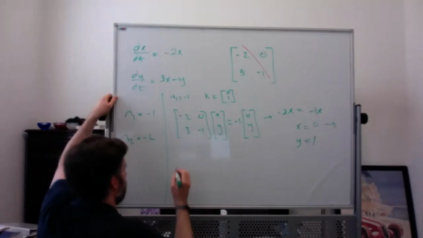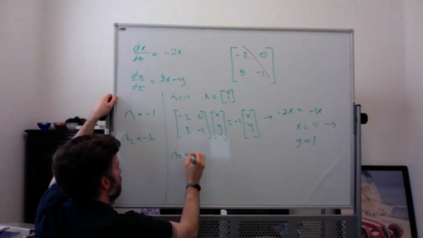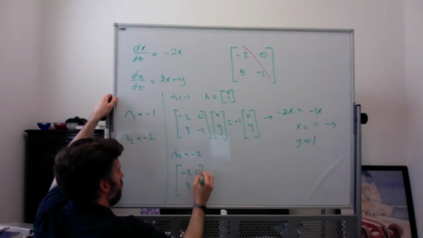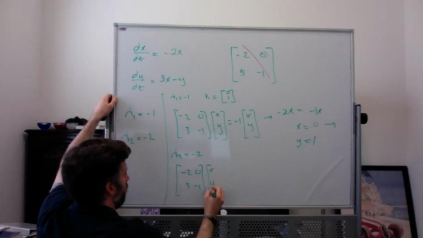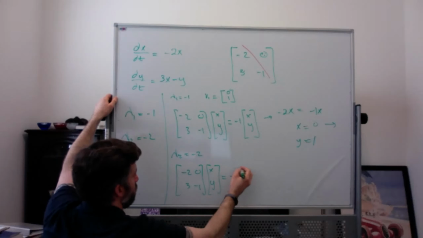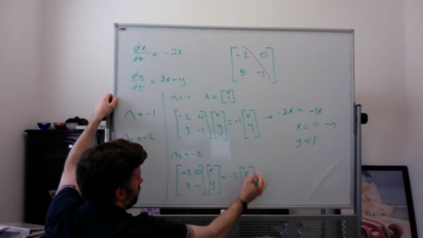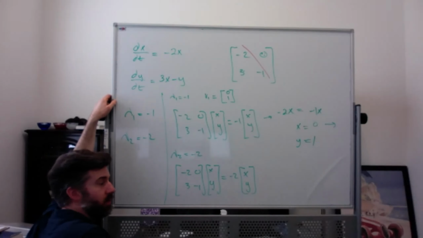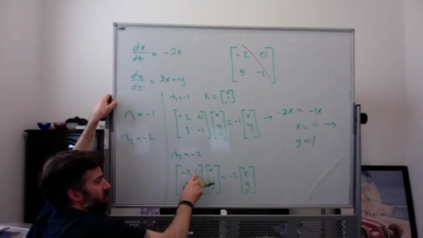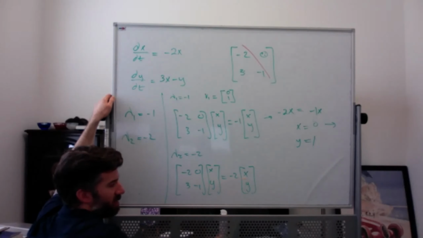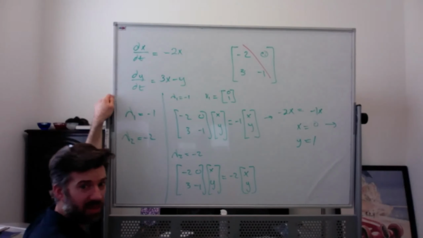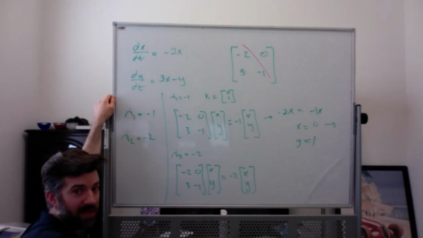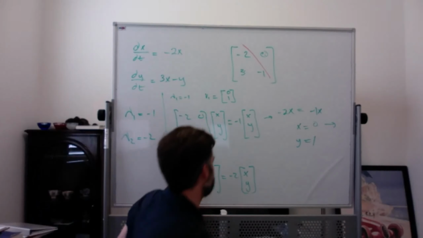All right, let's do it for lambda 2. So lambda 2 is -2, same sort of thing. -2, 0, 3, -1 times xy equals -2 times xy. Now, normally I would stick to using the first equation, but I can see it's not going to help, because -2 times x plus 0 times y equal to -2 times x is true. It's definitely true that -2x equals -2x. It doesn't tell me anything. X could still be anything. So that's why I'm going to use the other equation.